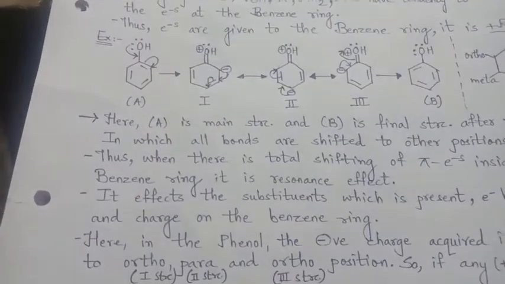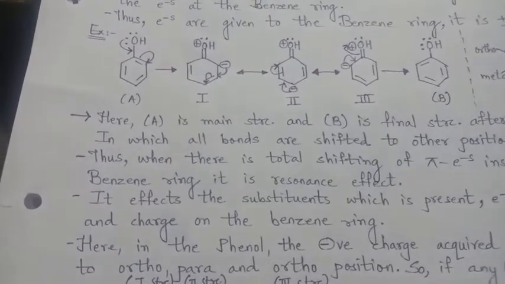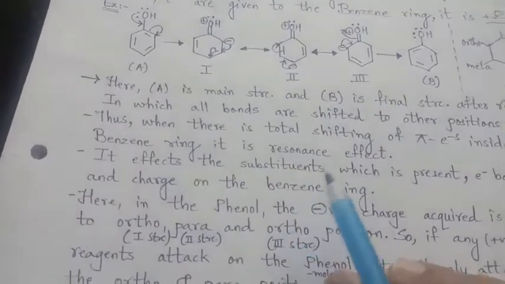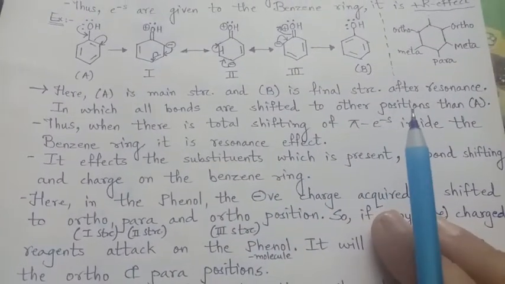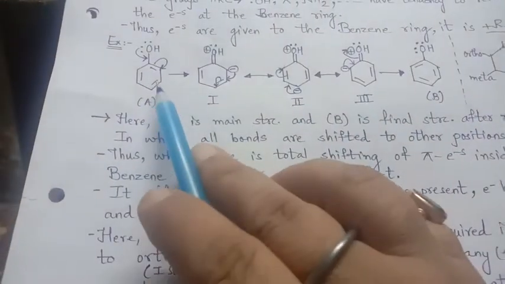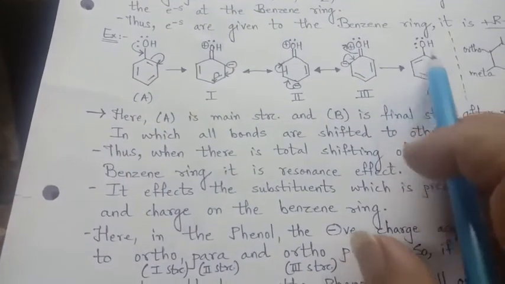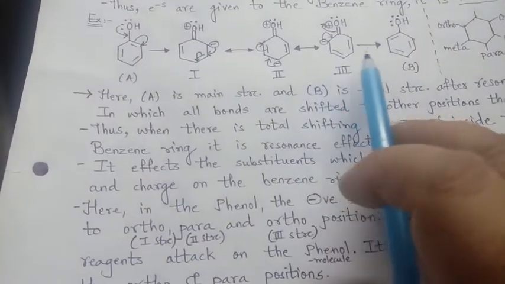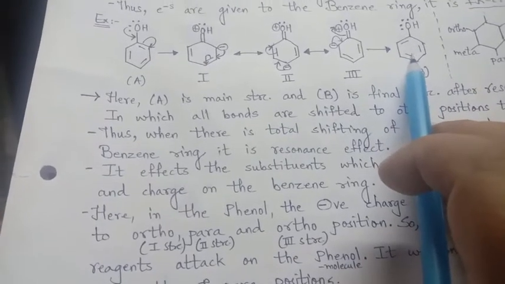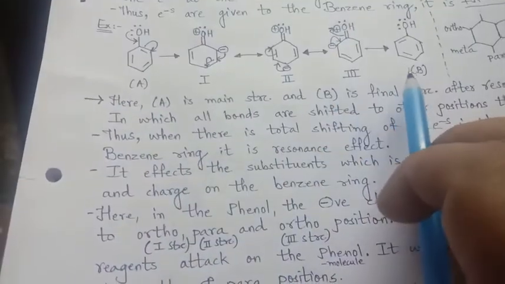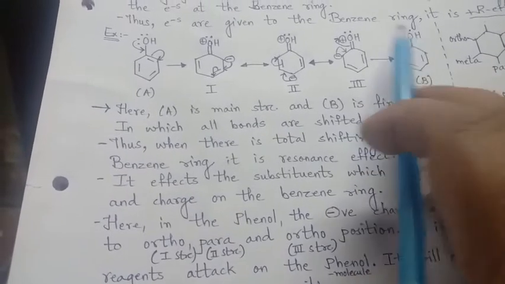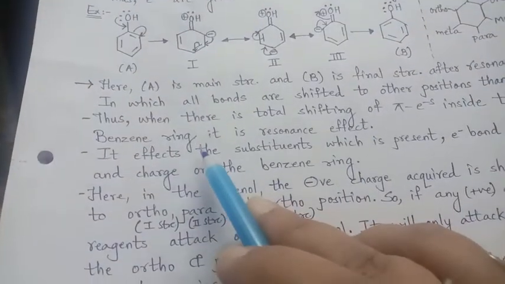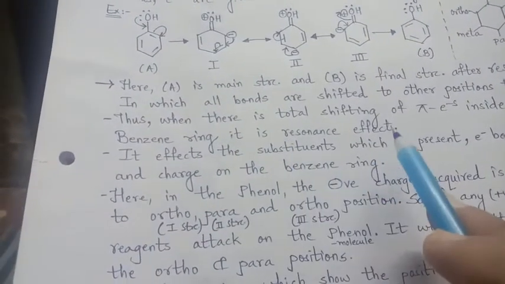So here A is the main structure and B is the final structure after the resonance, in which all bonds are shifted to other positions than in A. See, all bonds are changed in B. Thus, when there is total shifting of pi electrons, can we say this is total shifting of pi electrons? Because the complete scenario of pi electrons is changed from A to B. This is as it is. So, when total shifting of pi electrons inside the benzene ring takes place, then that is a resonance effect.